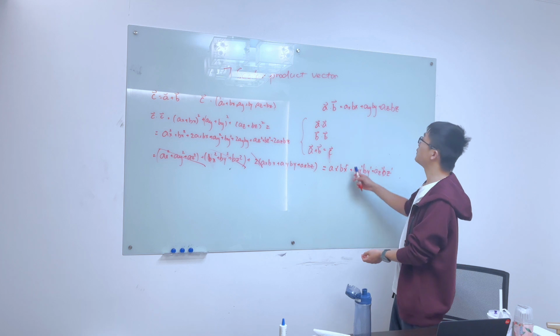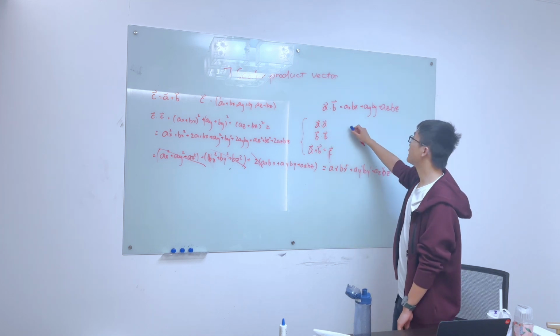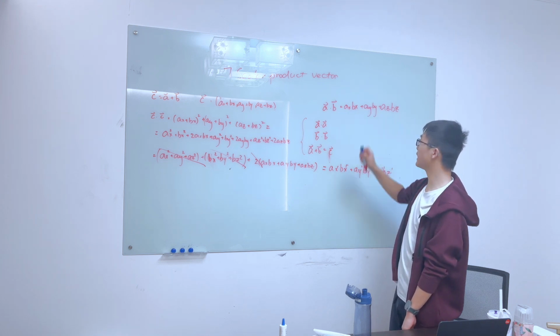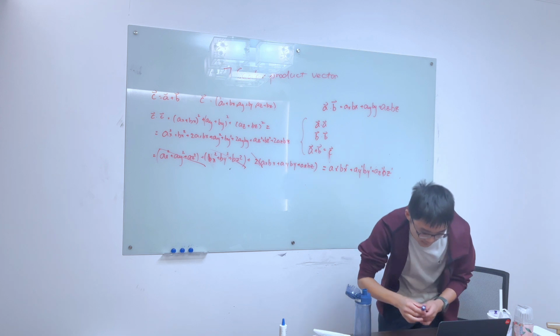So hence we have proved that the dot product of A and B is equal to ax times bx plus ay times by and az times bz. So this is what we have proved.